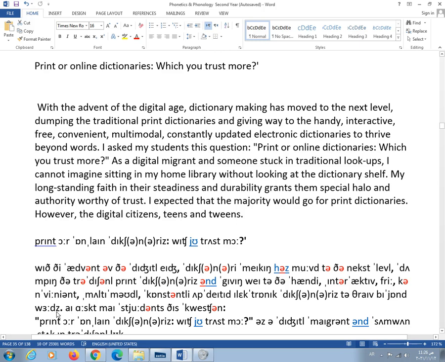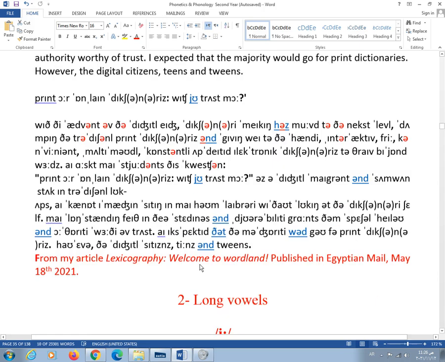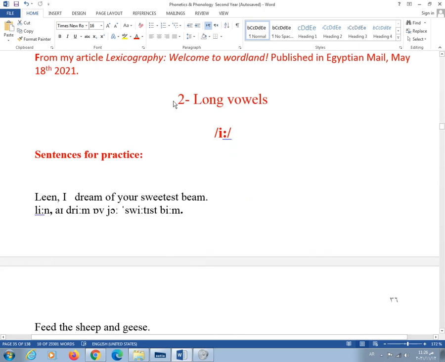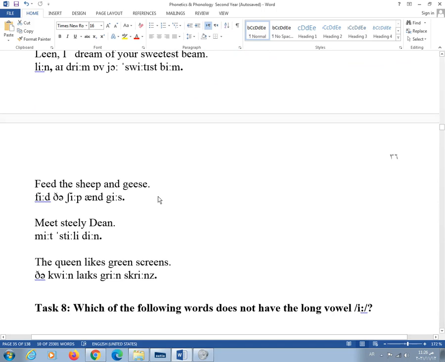To thrive beyond words. Okay, so here we find a lot of schwa sound coming in unstressed and weak syllables. Okay, long vowels, second group, we have 5. First one is E, as in lead. I dream of your sweetest beam. Feed the sheep and geese. Meet steely Dean. The queen likes green screens.